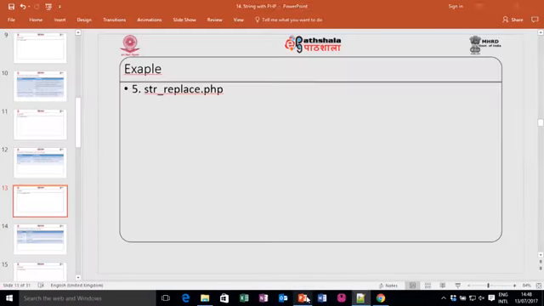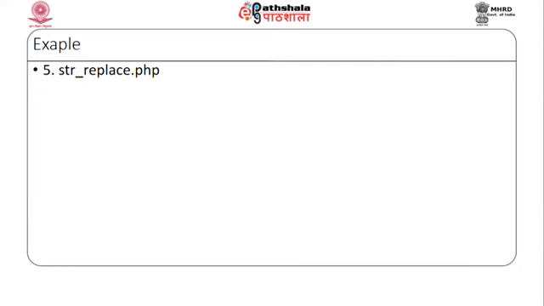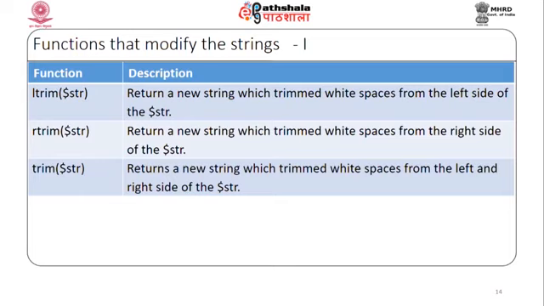So, these are the built-in functions for replace. Now, to modify a string, there are many functions. First and very simple are the trimming functions. The first one is ltrim. It returns a new string with white space trimmed from the left side of the string.